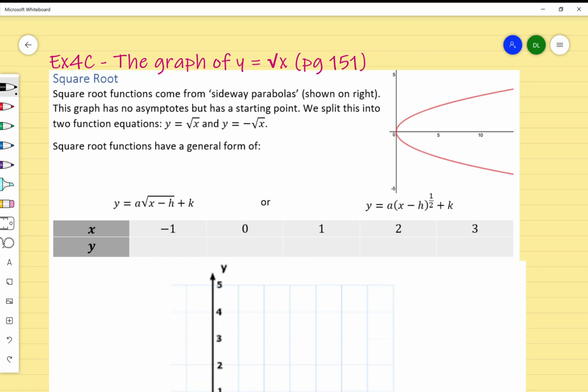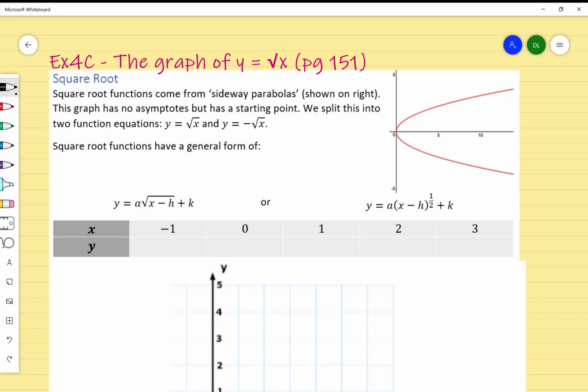If we have the square root of 1, that makes sense. Square root of 0, that makes sense. But I can't have the square root of negative 1, because no matter what value I have, I can't square a number in order to get a negative number, at least not a real number.